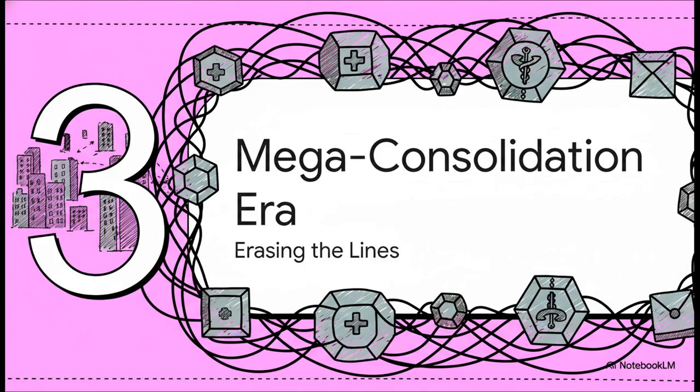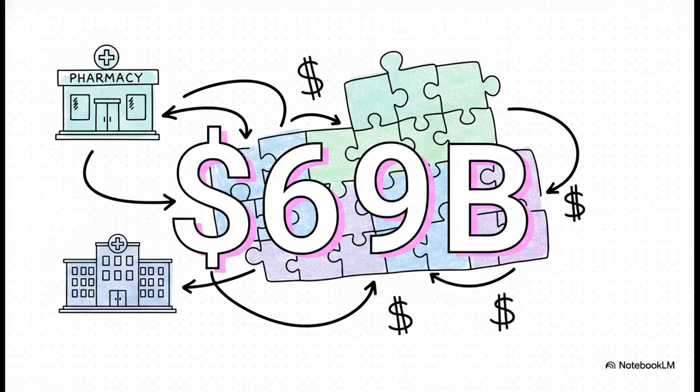Which brings us to Section 3, the era of mega-consolidation. Watch how the lines between those actors completely disappear. $69 billion. Let that number sink in for a second. That is the staggering amount pharmacy giant CVS paid to acquire Aetna, the nation's 3rd largest health insurer. We aren't just seeing hospitals buying other hospitals anymore. We are in an era of massive, trans-sector corporate oligopolies where one mega company controls multiple pieces of the puzzle.